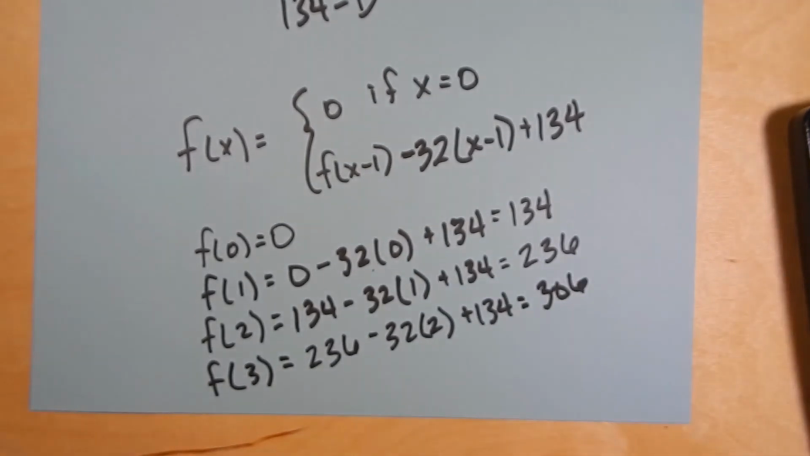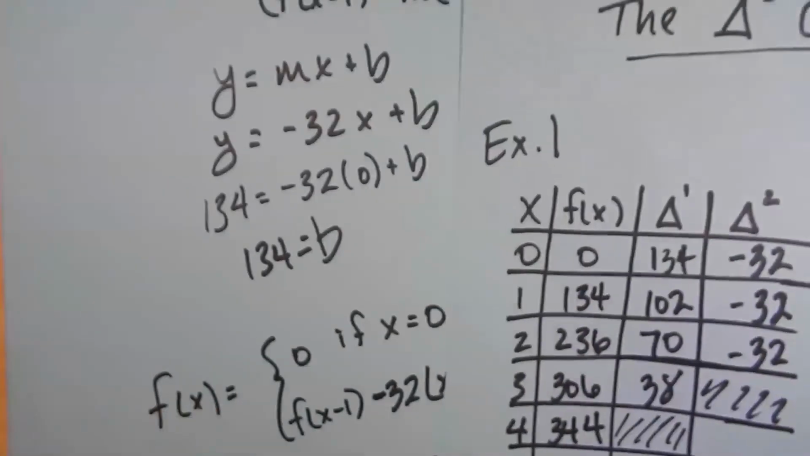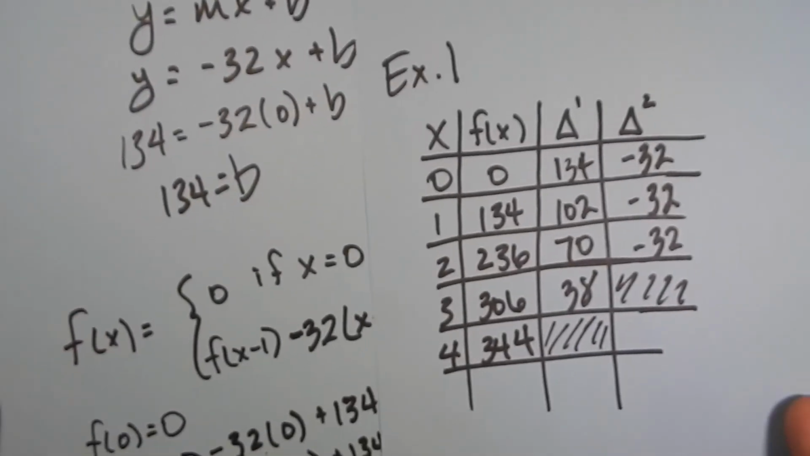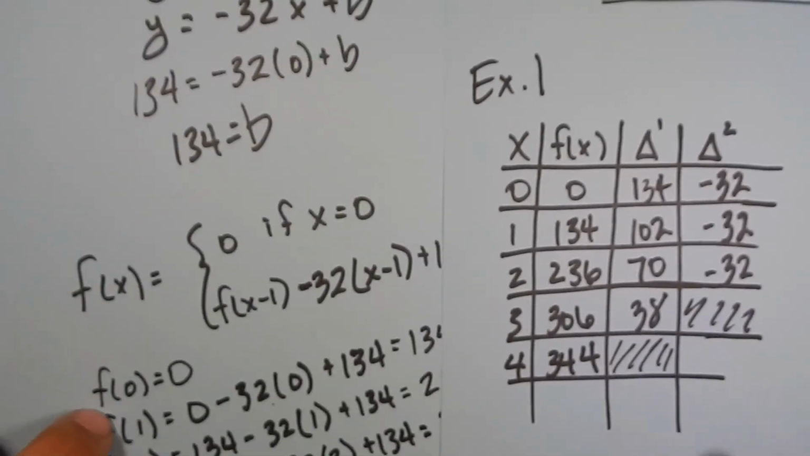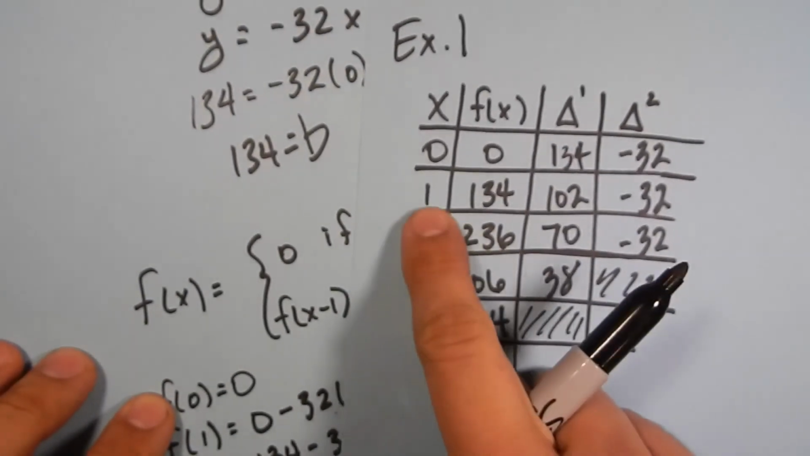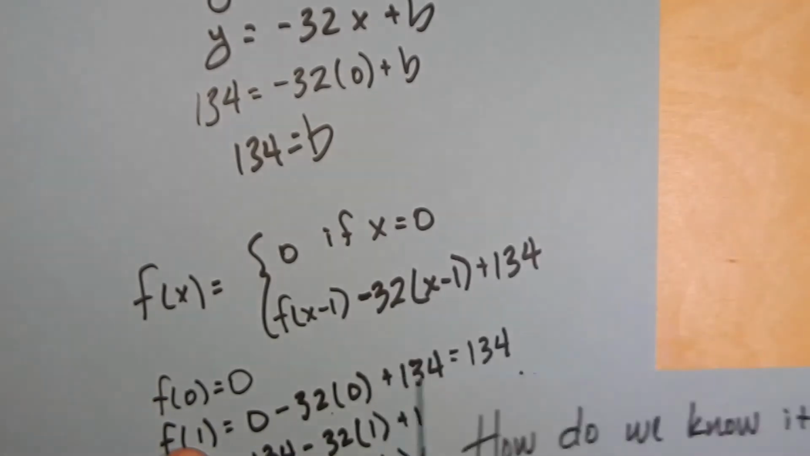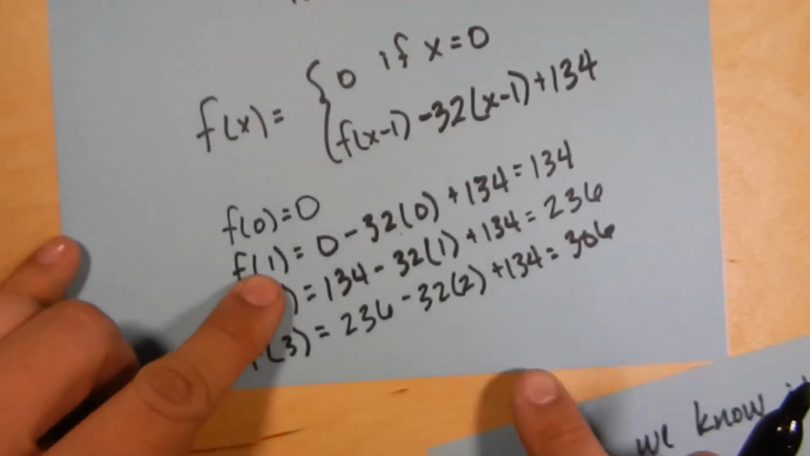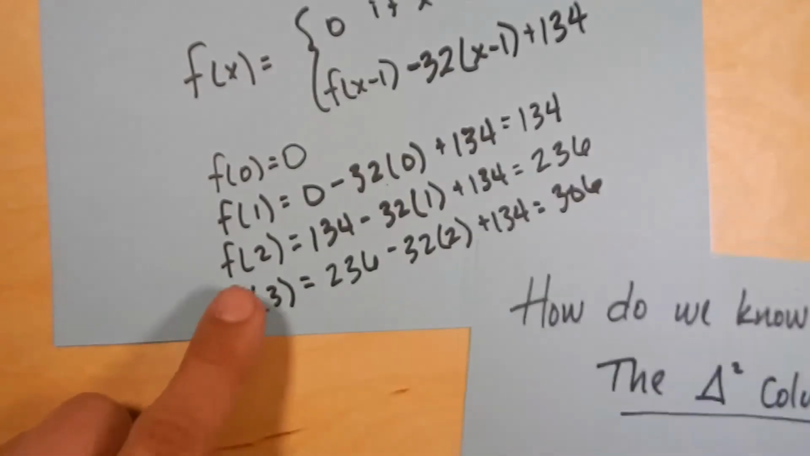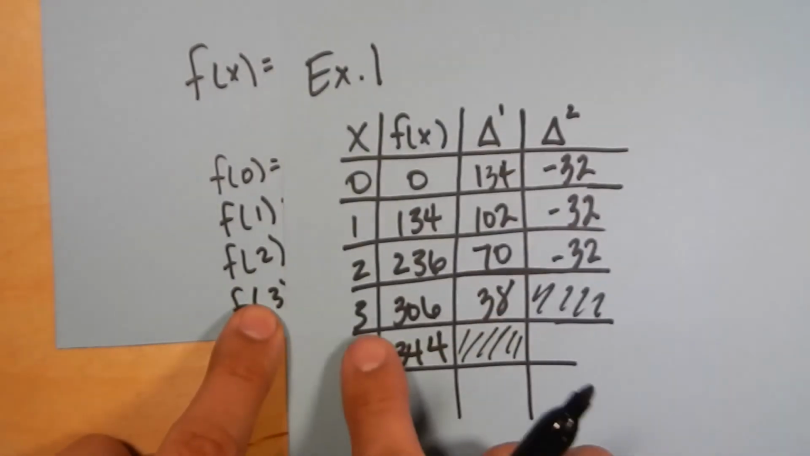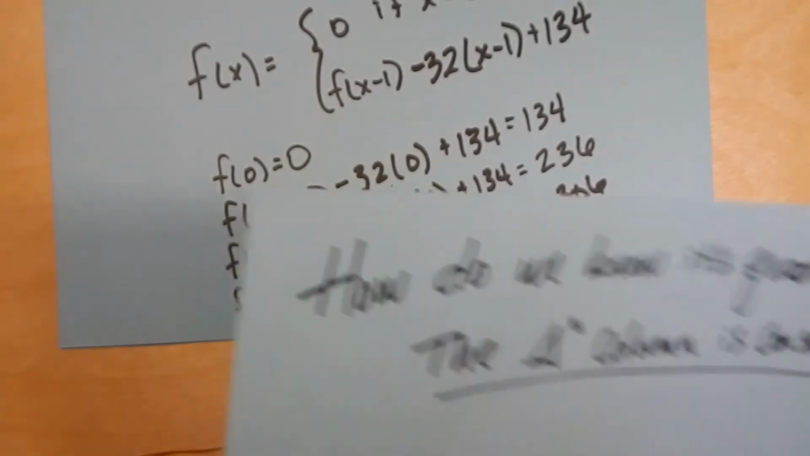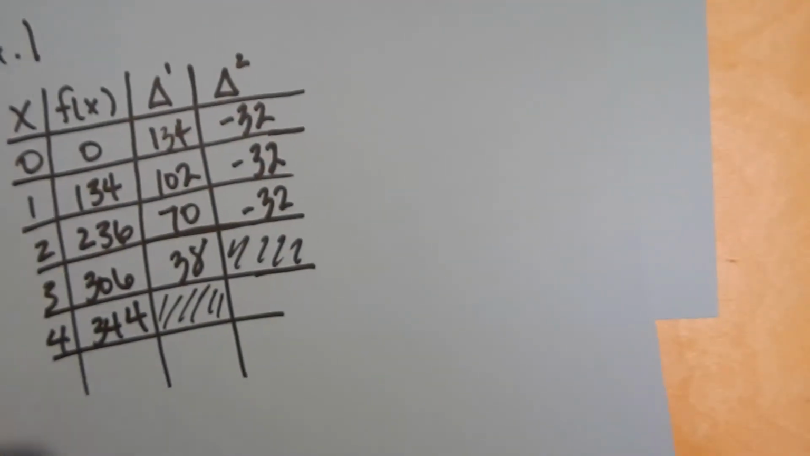Okay, how did we do? So from our table, move some stuff around here. From our table, we had 0, 0, which we have here. We had 1 and 134. So f of 1 is 134. We got that. We had 2 and 236, and we had that. And then we had 3 and 306, which we had. So we have a recursive function for this.